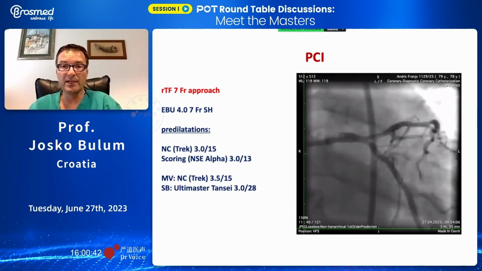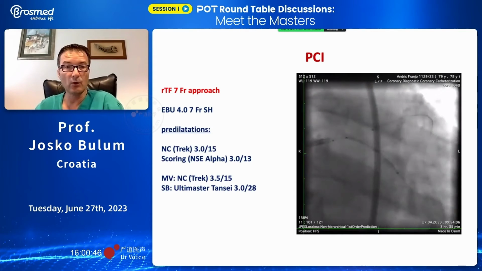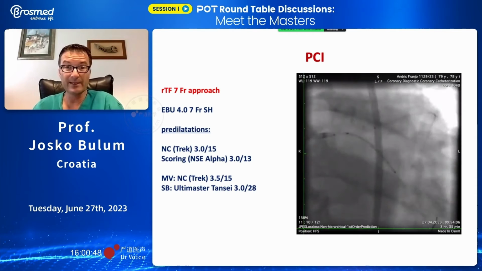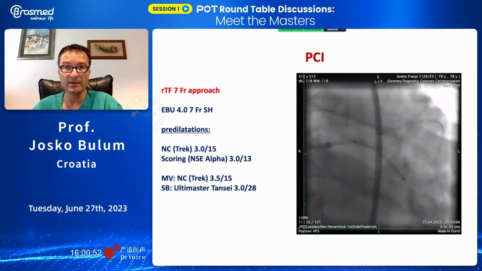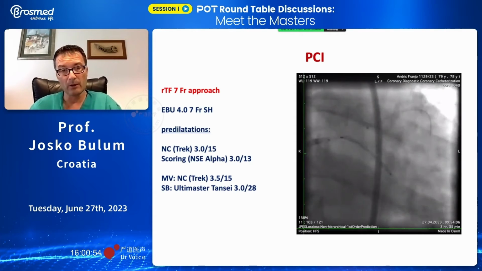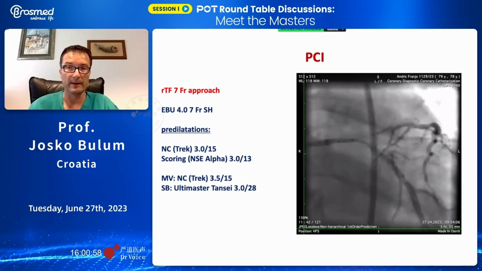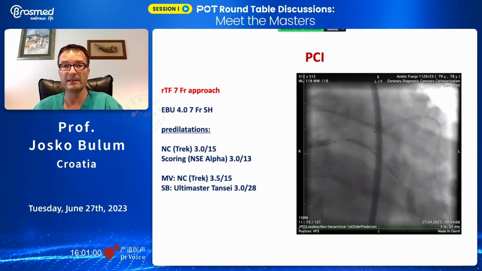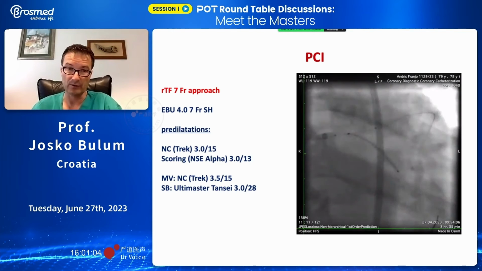So the predilatations were done with the NC 3.0 balloon and the scoring 3.0 balloon. As you can see here, from this case and also the previous case, at our center we use lots of scoring and also cutting, and we don't hesitate to use the Shockwave balloon to prepare the distal left main lesions if we find some calcium on IVUS or OCT.